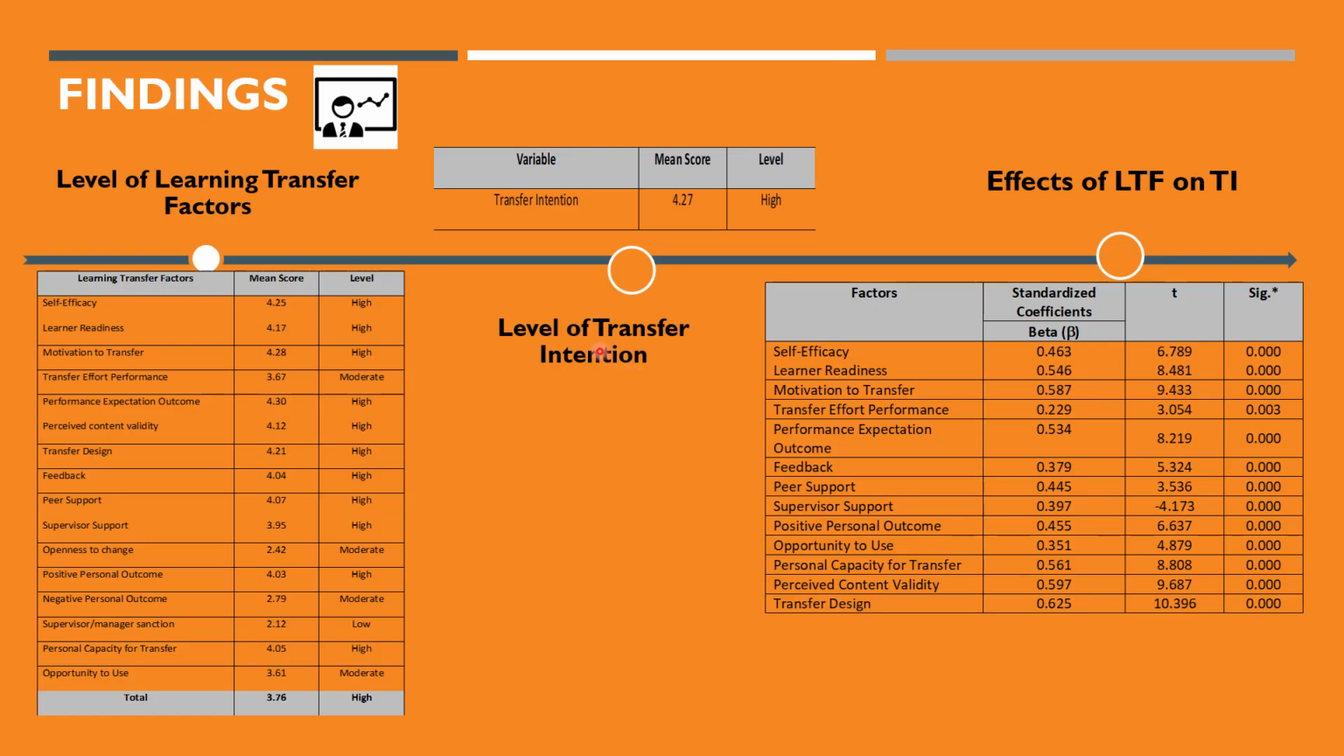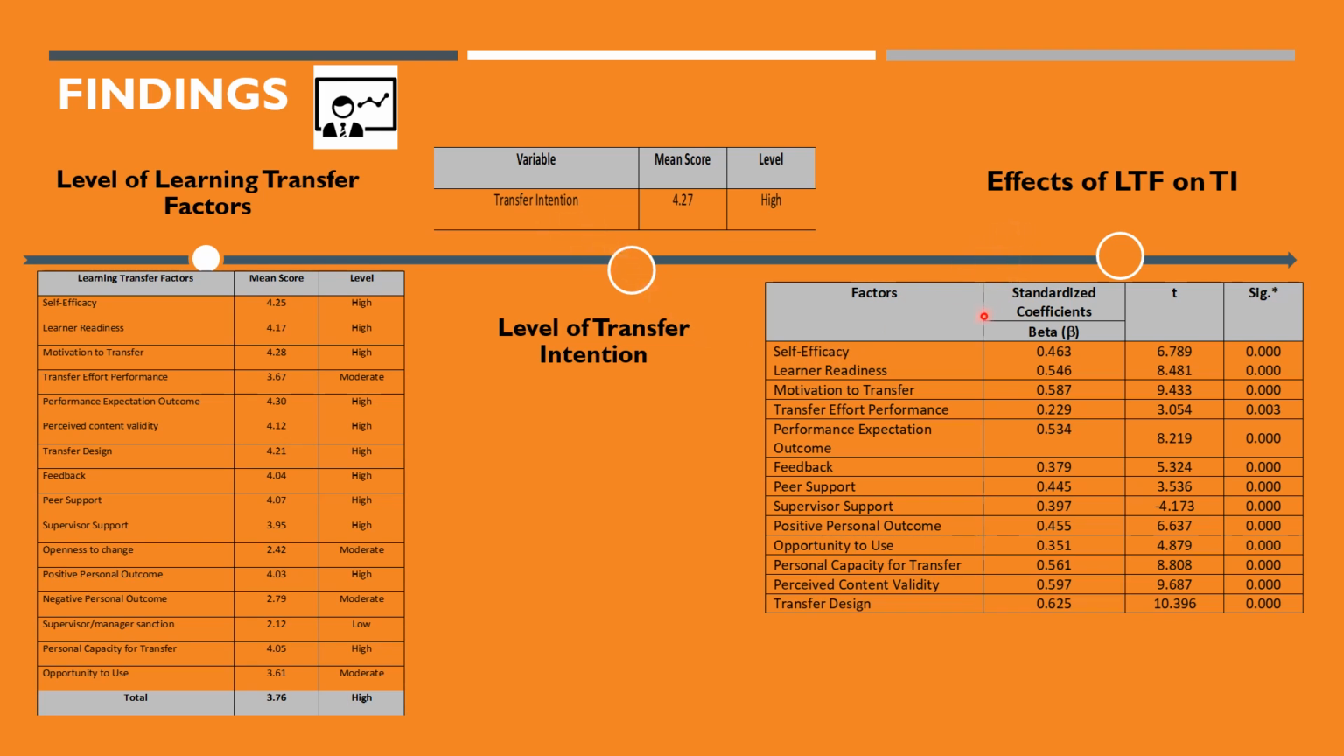And the findings show that the learning transfer factor among respondents is at a high level, as we can see most of the factors are at a high level. However, there were four factors at a moderate level, while only one factor, which is supervisor or manager sanction, is at a low level. And the level of transfer intention indicates that respondents have a high level of intention in transferring their training content to the workplace.